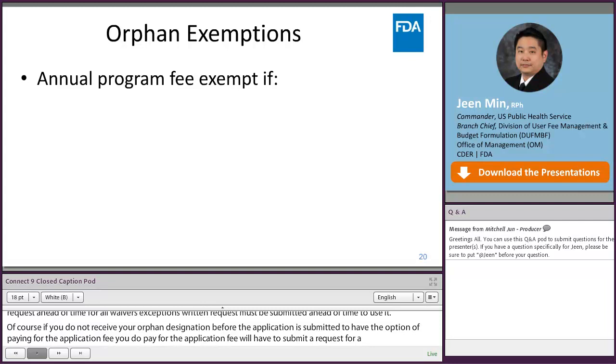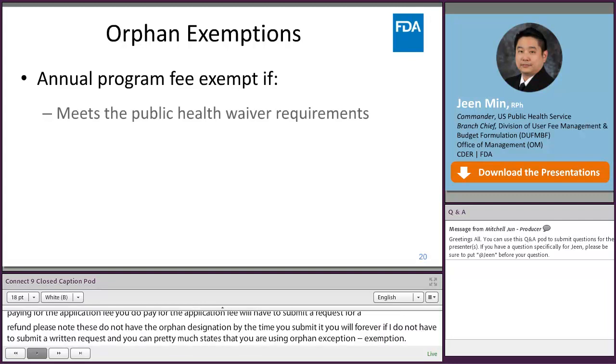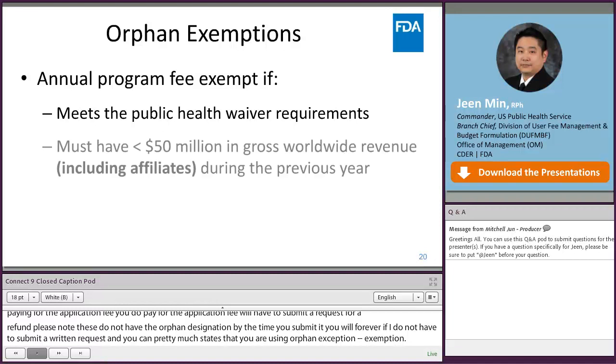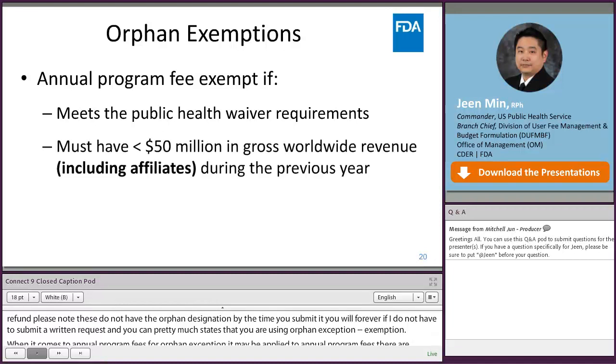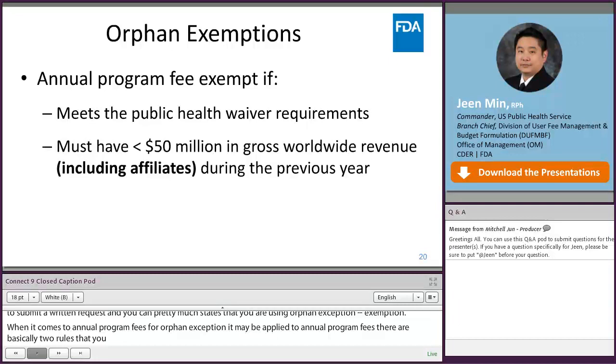Now, when it comes to annual program fees, orphan exemptions may be applied to annual program fees. There are basically 2 rules that you need to follow. First rule is you must meet the public health waiver requirements. What does that mean? You have to have an orphan designation. Second part of it is there is a financial requirement. You must have less than $50 million in gross worldwide revenue, including affiliates, during the previous year.